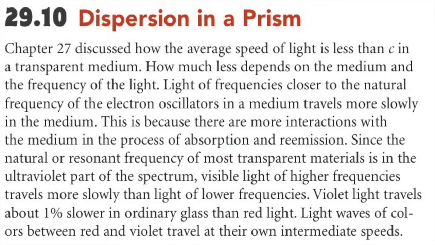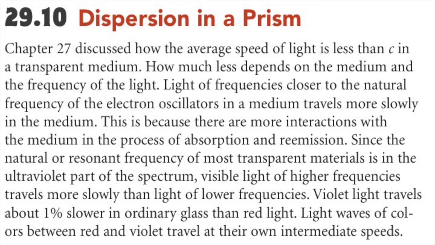29.10 Dispersion in a prism. Chapter 27 discussed how the average speed of light is less than c in a transparent medium. How much less depends on the medium and the frequency of the light. Light of frequencies closer to the natural frequency of the electron oscillators in a medium travels more slowly in the medium. This is because there are more interactions with the medium in the process of absorption and re-emission.